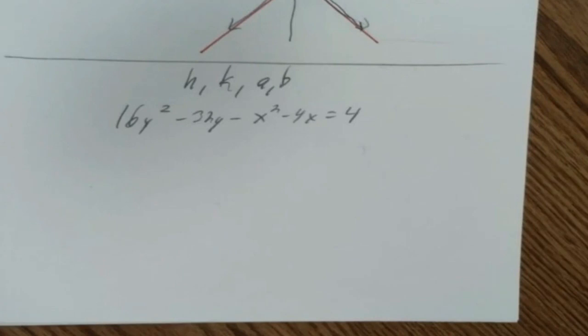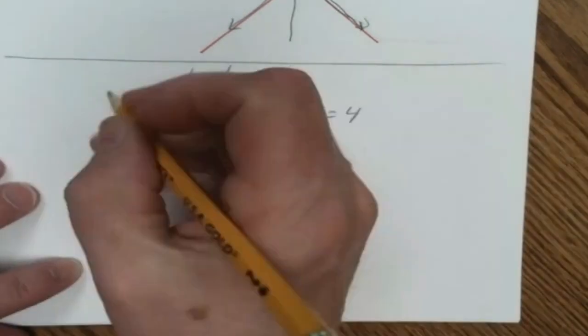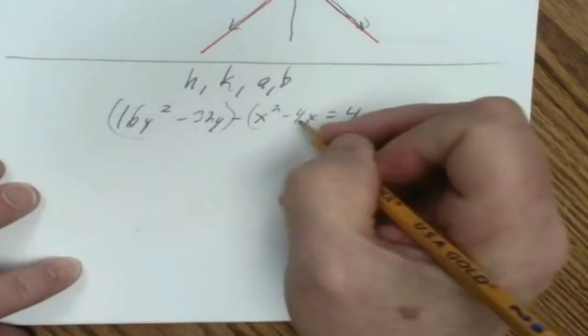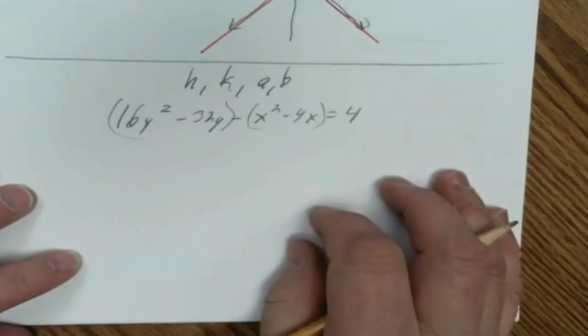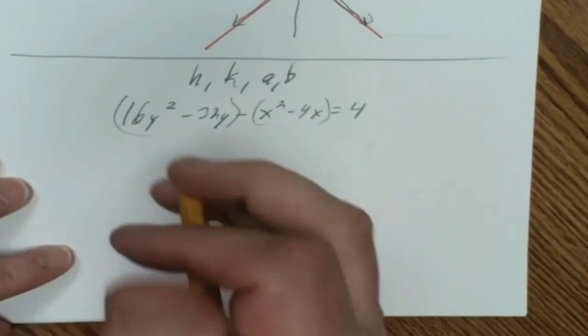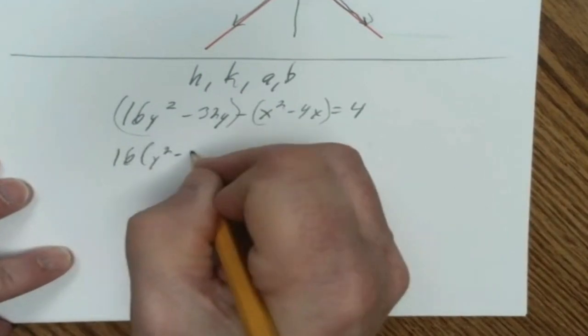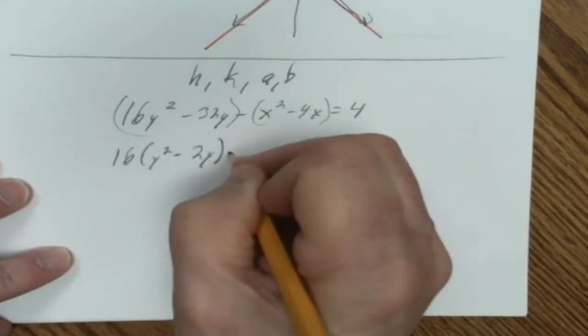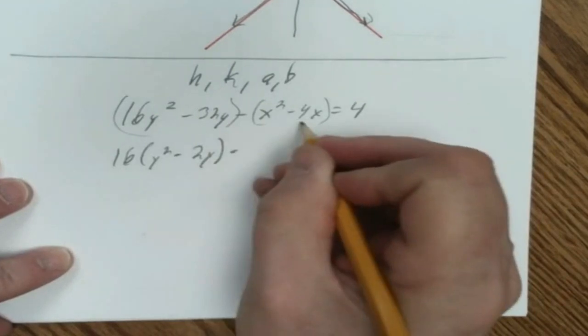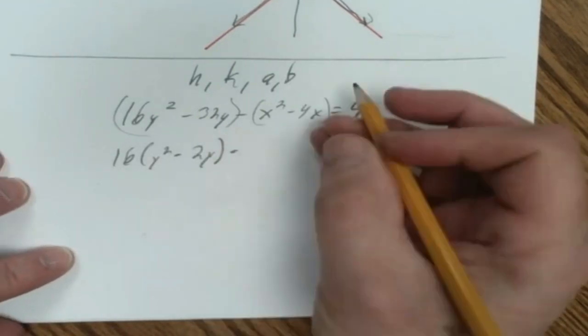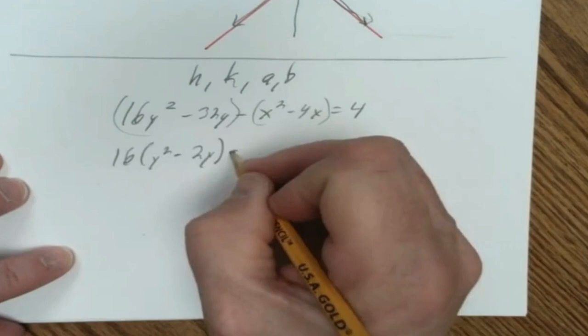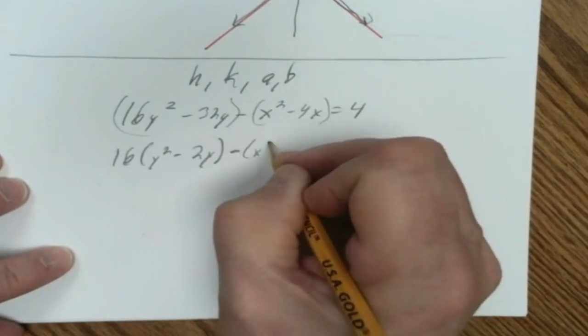So we need to complete the square. We're going to group these. You group the x's and the y's. We see right away with our y's, we can factor out a 16. So you have 16 times y squared minus 2y, minus, and there's nothing to factor out of the x part. We want to leave the x in there. We can factor out an x, but that defeats the purpose of completing the square, equals 4.